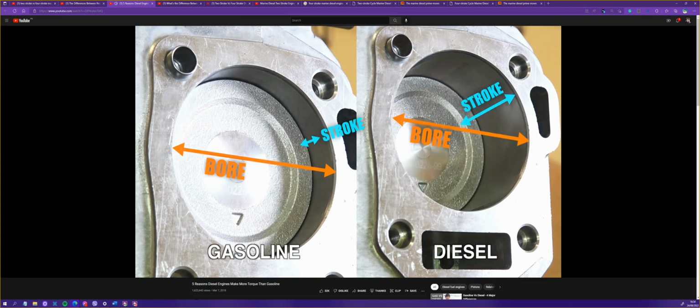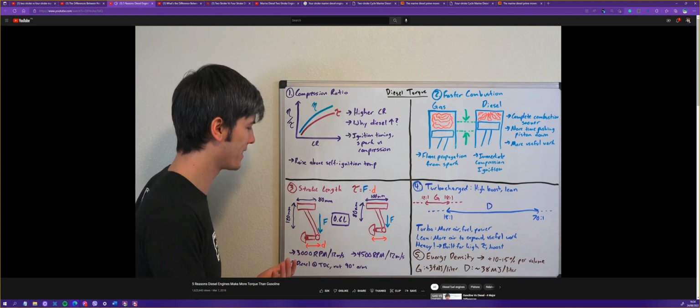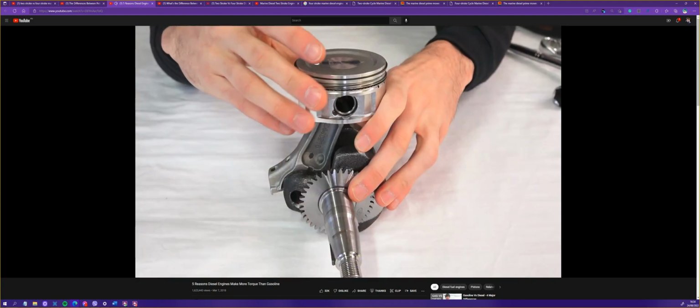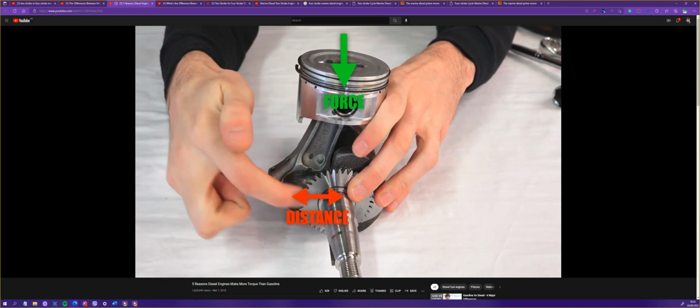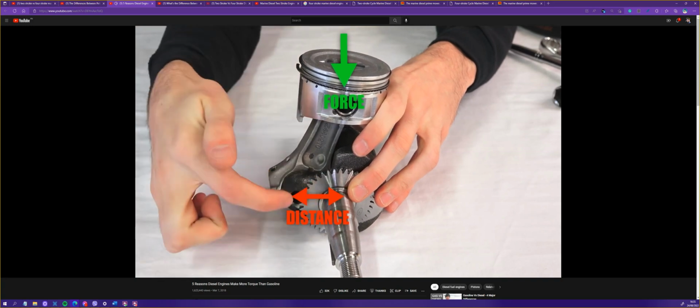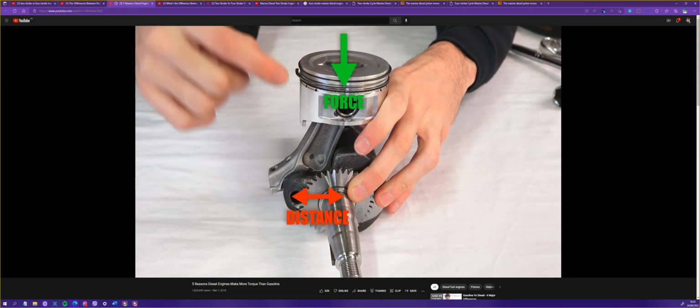So torque is simply force multiplied by distance. So in the case of a diesel engine, you've not only got a larger force, but you're multiplying that larger force by a larger distance, the distance rotating around that crankshaft. And so ultimately that's going to translate into more torque produced.